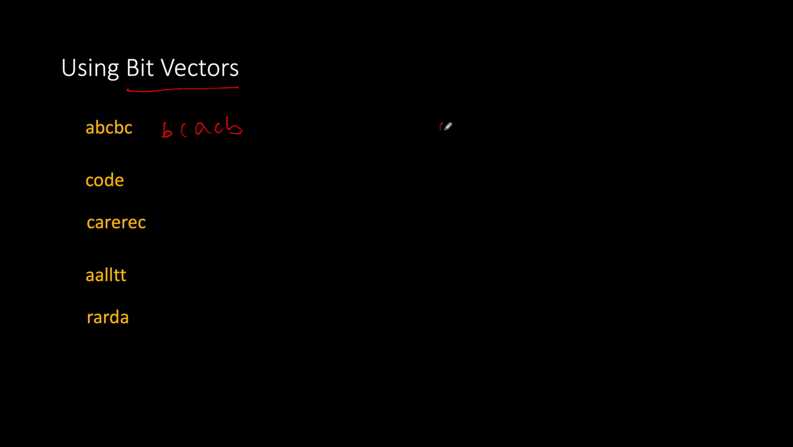Now if we assume that A is present at the 0th position, B at the 1st position, and C at the 2nd position, when we encounter A, we flip it. When we encounter B, we flip it. When we encounter C, we flip it. And when we encounter B again, we flip it to 0. And when we encounter C again, we flip it to 0. Now, we have read the entire string, and we see there is only one position which is set. Hence, it can be formed as a palindrome. If it had been A, B, C, B, C, D, then the D position would also be set. Hence, two positions would be set, and this would return false.